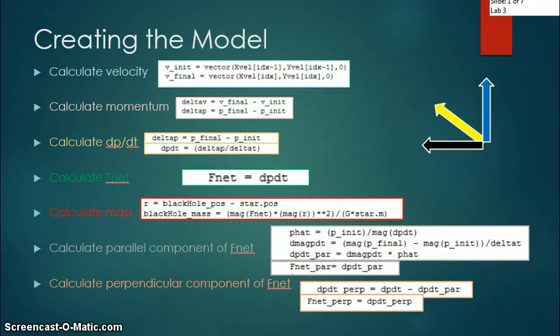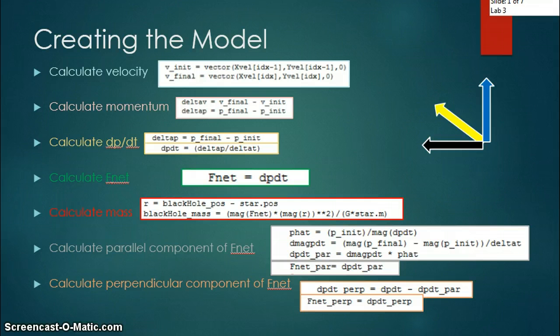To create my model, I started by setting the mass of the star equal to 1.9890 times 10 to the 30 kilograms and the time step to be 86,400 seconds, or 1 day. I used the previous calculations to get dp/dt. Because I know from my fundamental principles that dp/dt equals F net, I used the magnitude of the net force to calculate the mass of the black hole using the universal law of gravitation.